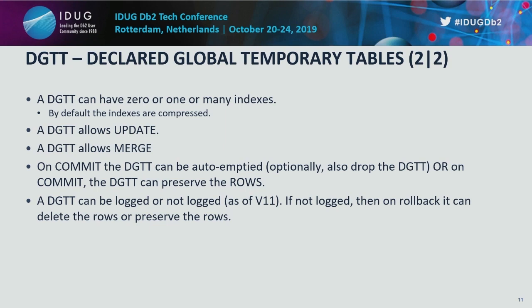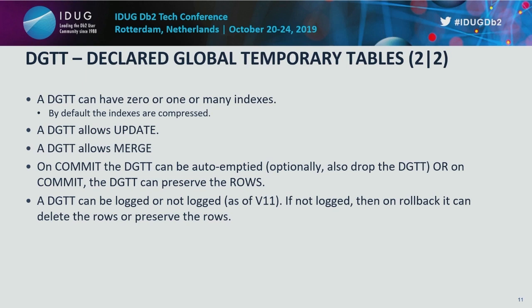Or on commit, the DGTT can preserve the rows to carry on to the next commit and only terminate when the thread terminates. It's all in the declare statement syntax, these options. And interestingly, a DGTT can be logged or not logged as of version 11. And if not logged, then on rollback, it can delete the rows rather than preserve them.